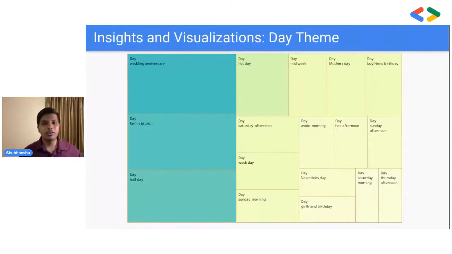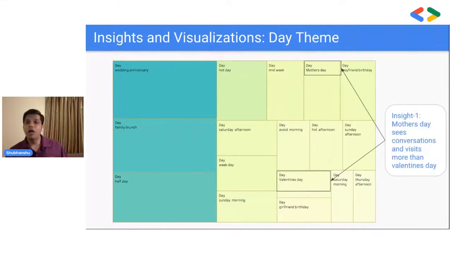So what you see here is a tree map visualization. One thing to note about this kind of visualization is that the darker the color, you can expect that particular topic in the box to be more prominent in the text. This particular tree map visualization is just made out of the themes present in the day entity and the collocations present around the day word.